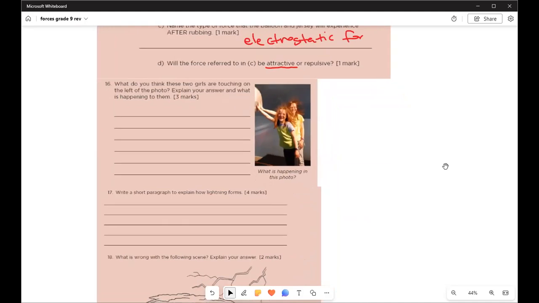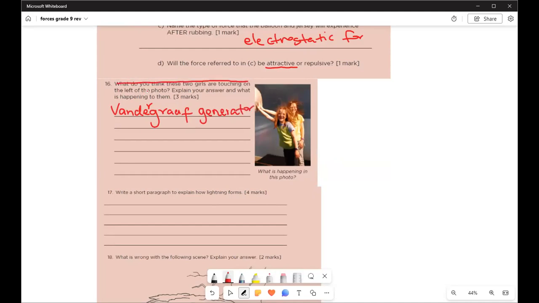Then let's check question 16. On question 16, what do you think these two girls are touching on the left of the photo? They are touching what we call a Van der Graaf generator. Perfect. So we answered that. Explain your answer and what is happening to them.